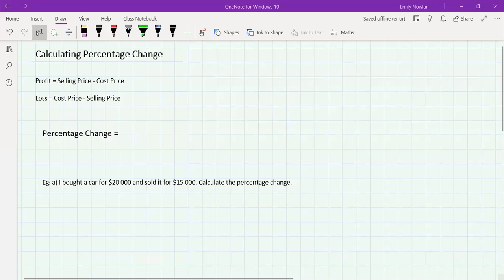Hello everyone. Today we're doing calculating percentage change.